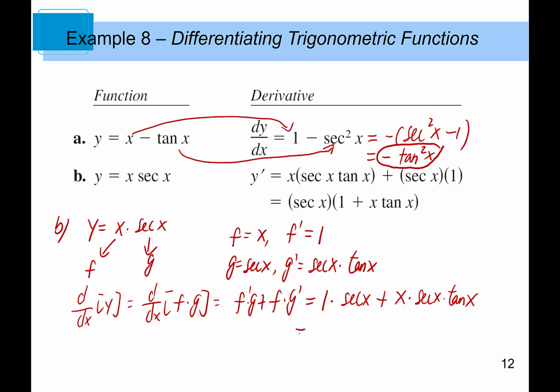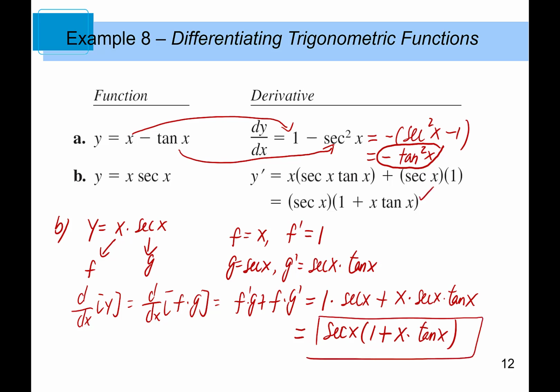So now here we both have secant x. You can factor out that. In the first term only 1 remains. In the second term we have x times tangent x remaining. We're going to simplify that. That's exactly what I have here.